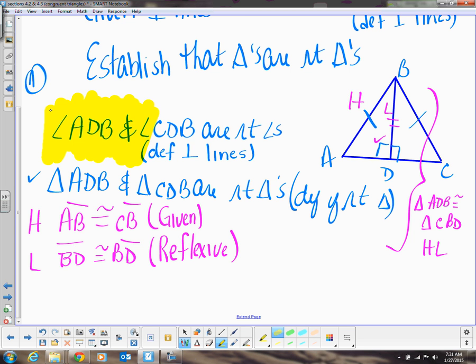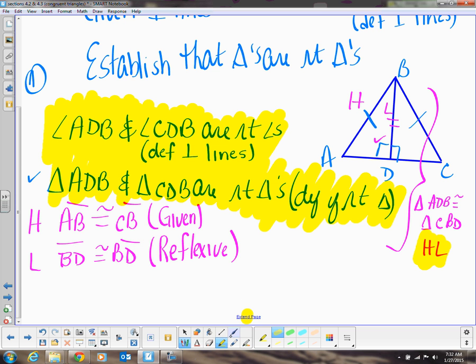So in your notes, if you have a highlighter, I want you to highlight that right triangles must be established in order to use hypotenuse leg. It's the same stuff as we've been doing.